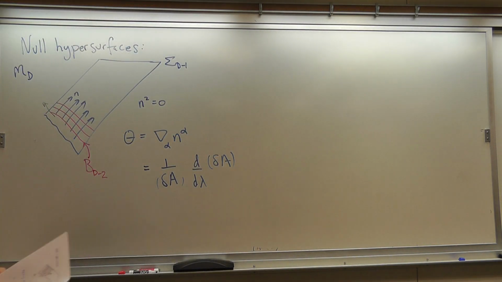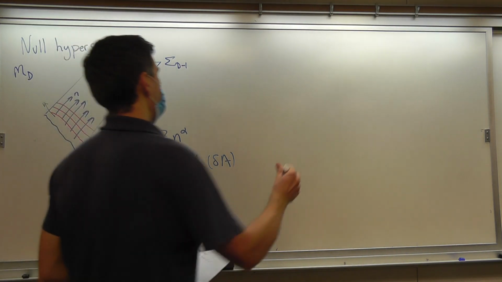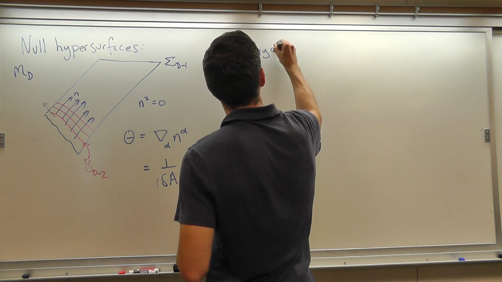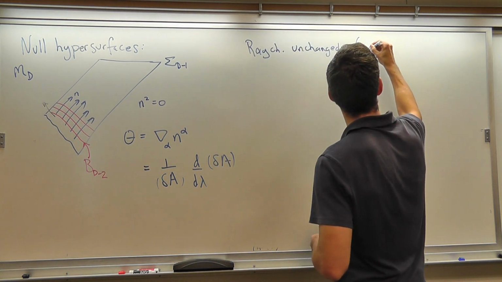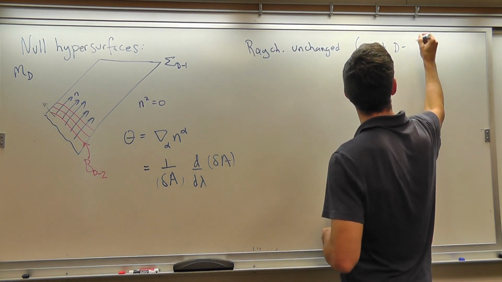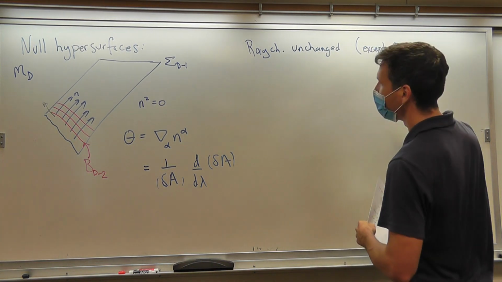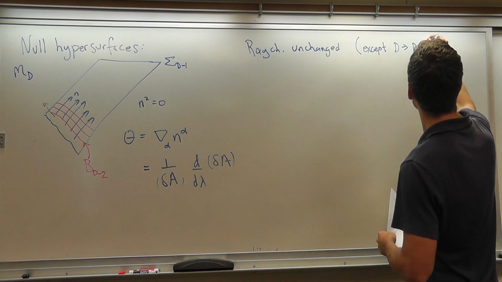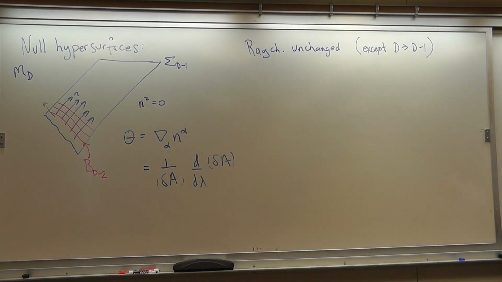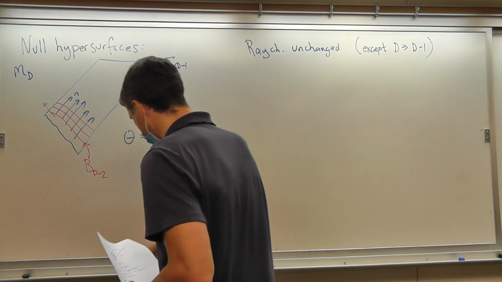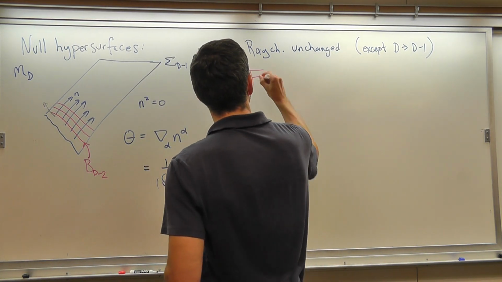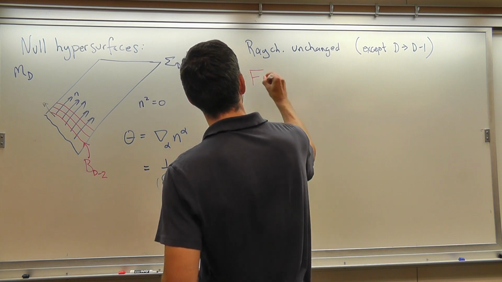Okay. So the Raychaudhuri equation is unchanged, except that there was a d minus 1 in that equation, and it becomes a d minus 2, because we're talking about a lower dimensional manifold now. And so now I can state the focusing theorem, the null focusing theorem.